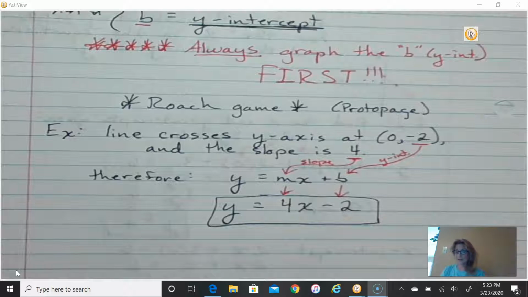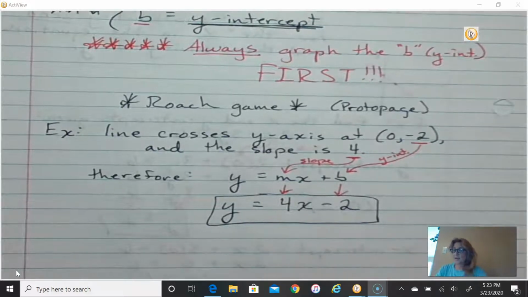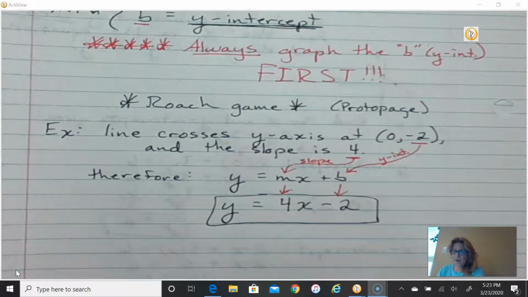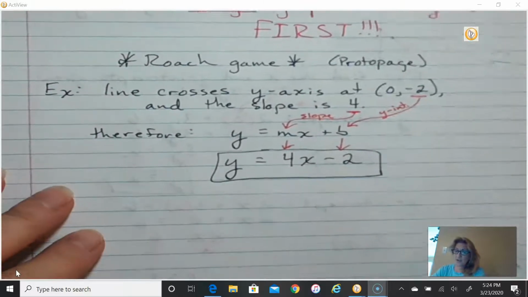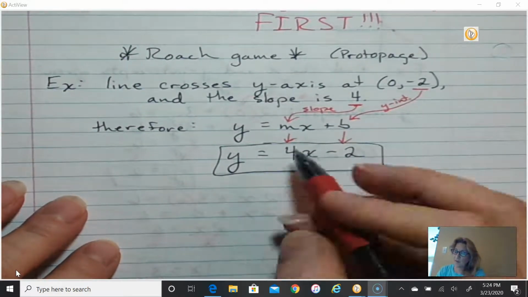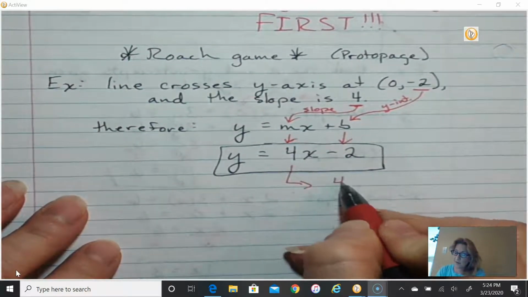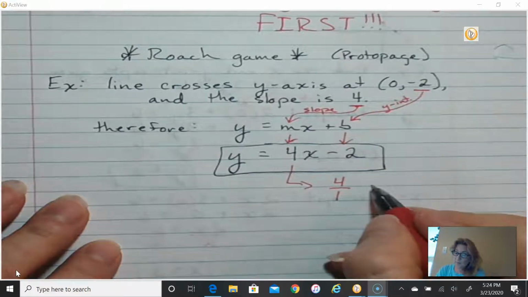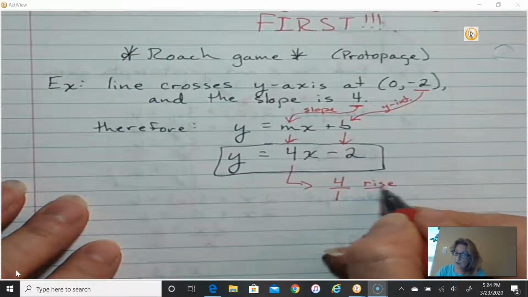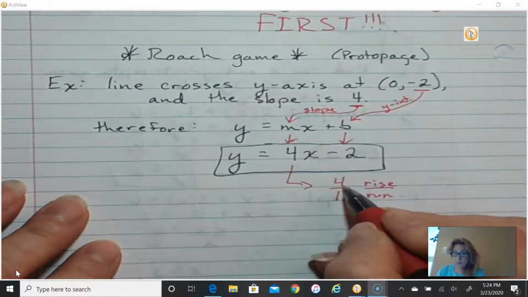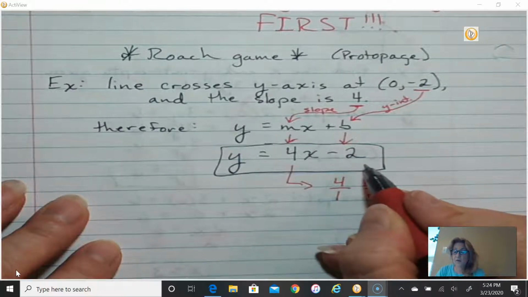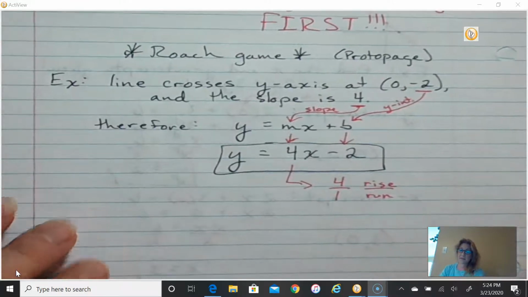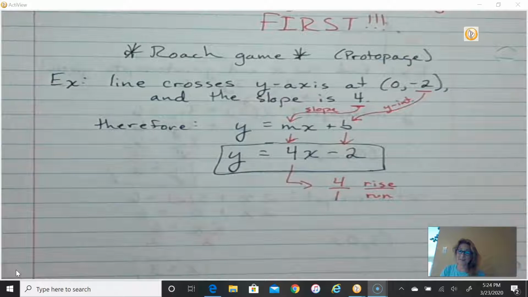Okay? Now your slope, when you're graphing, it's useful to make it look like this: 4/1. Because you want that rise over run. You know, go up 4 and then over 1 to the right. Remember those IXL links I assigned y'all? That's going to really help with all of this that I'm telling you. Okay, let's do another example.